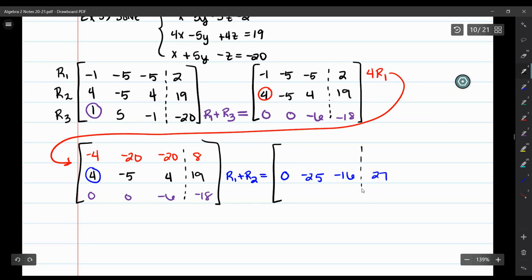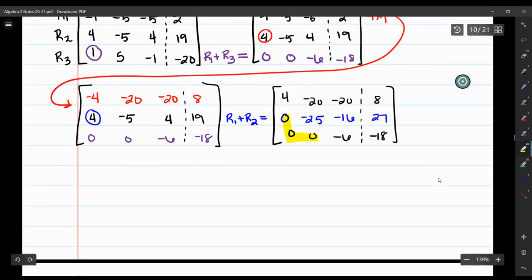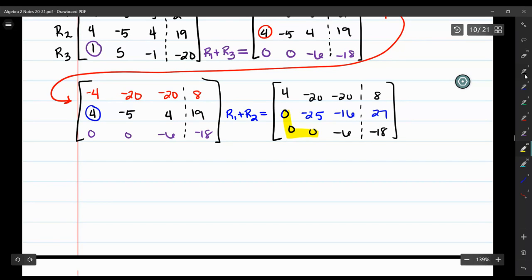And then the other 2 equations aren't changing. We have 4, negative 20, and 8, 0, 0, negative 6, negative 18. So now that we have zeros in that L shape down in the bottom left corner, we can go ahead and put back our variables. So this first row is the first equation. We have 4x minus 20y minus 20z equaling 8.